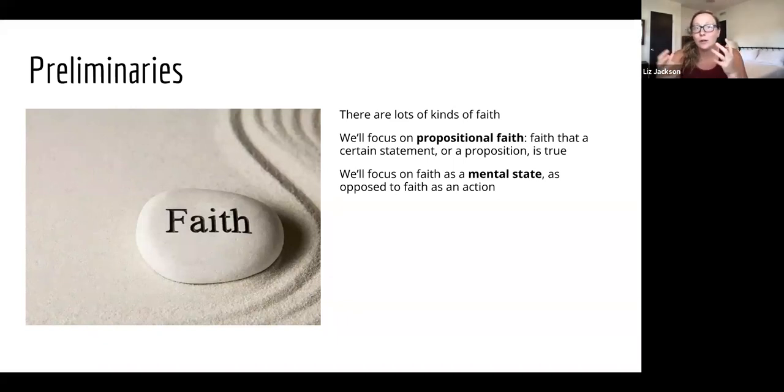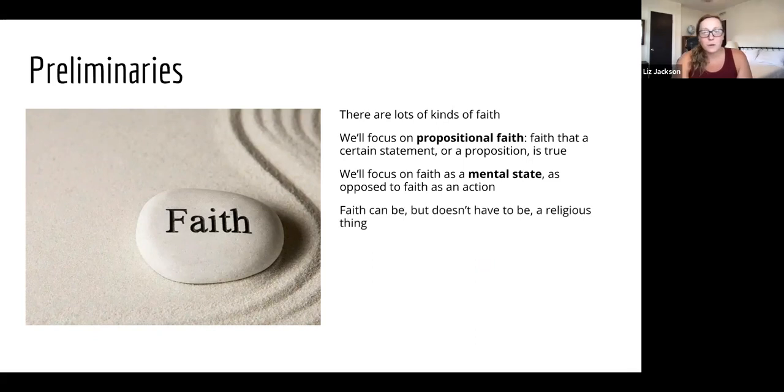And there are interesting questions about whether you could have faith as an action without faith as a mental state, and also vice versa. Could you have faith as a mental state without faith as an action? Those are going to go beyond the scope today, but just note those are some interesting questions.